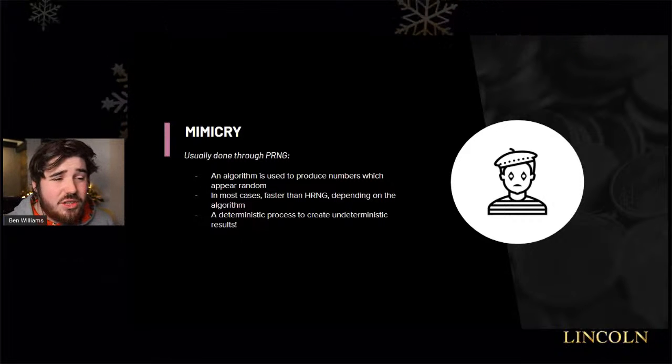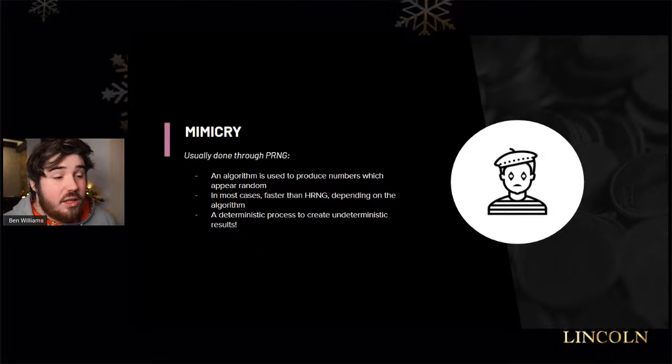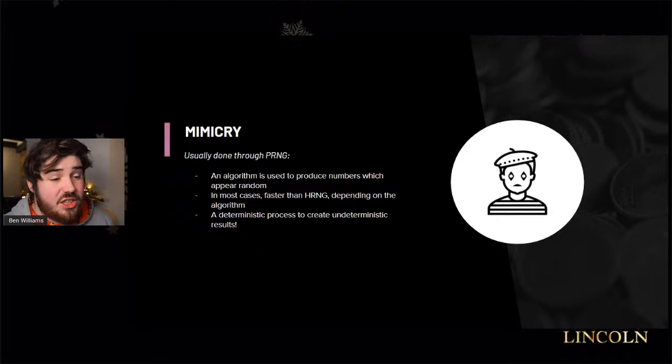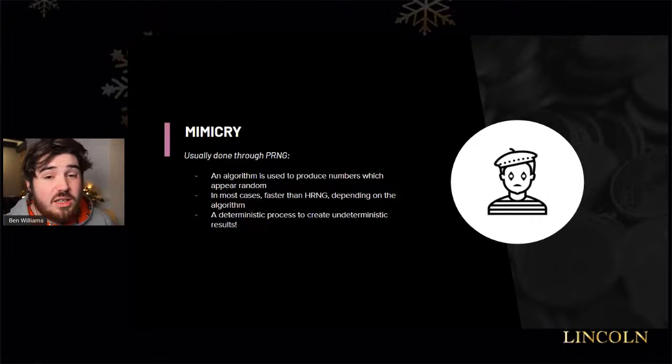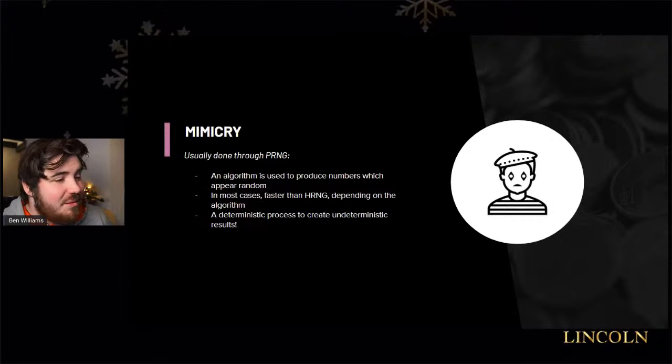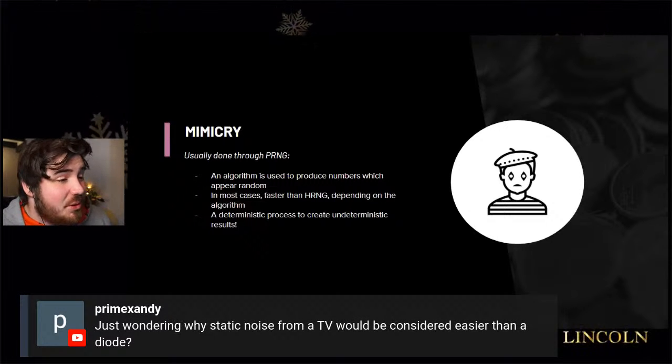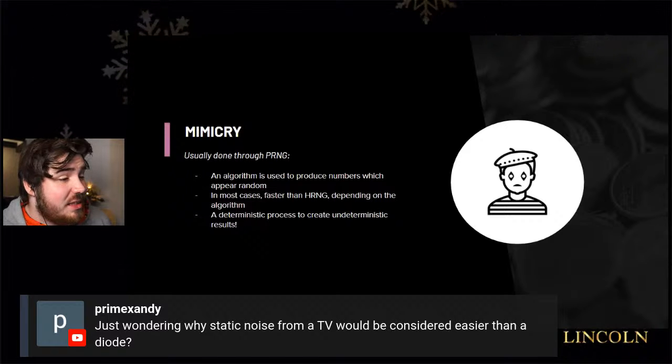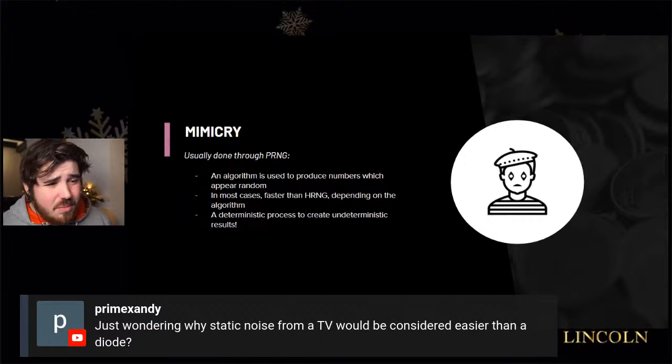In theory, PRNG, depending on how random you want your results to be, can be a lot quicker. And essentially, this is a deterministic process to generate undeterministic results. That's essentially what it is, right? I've just got another question here, again, by Primex Andy. So just wondering why static noise from TV would be considered easier than a diode.